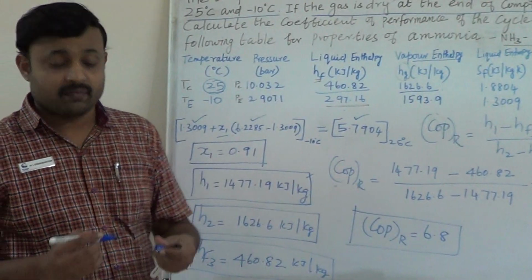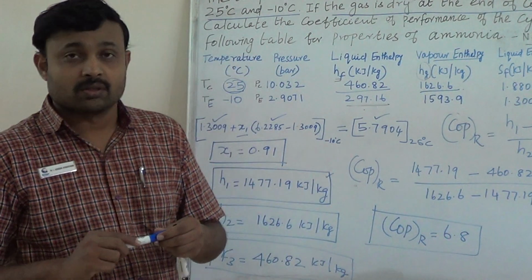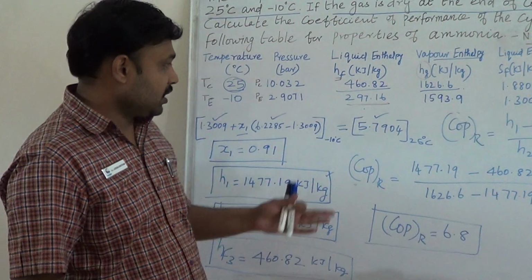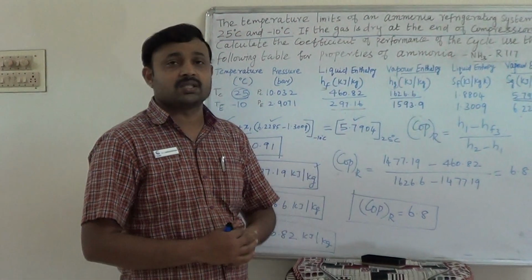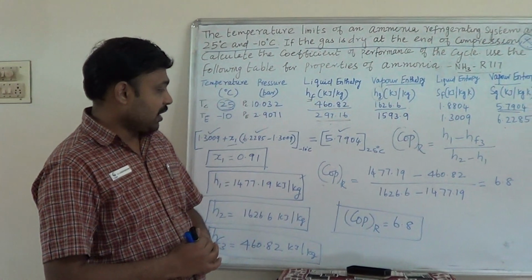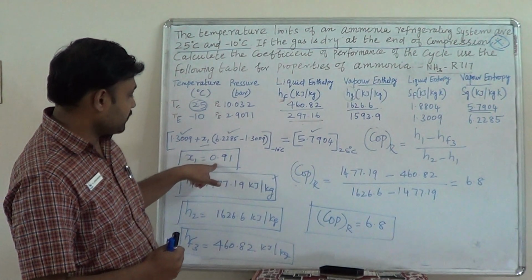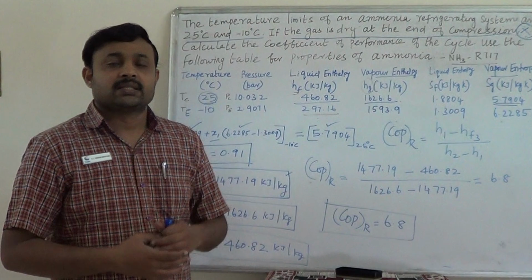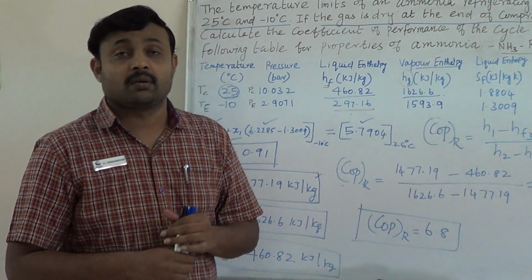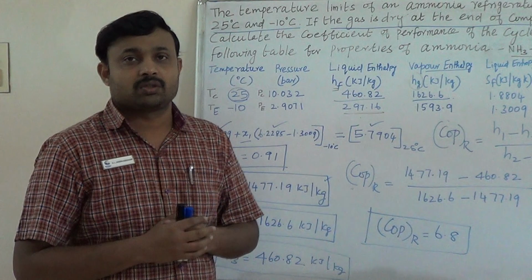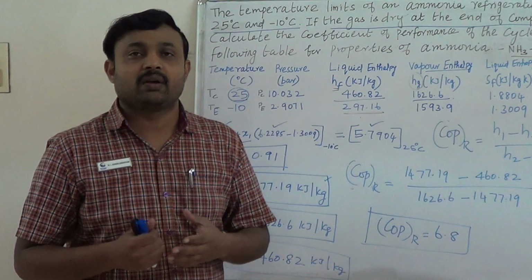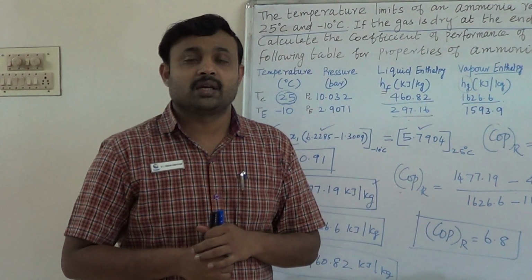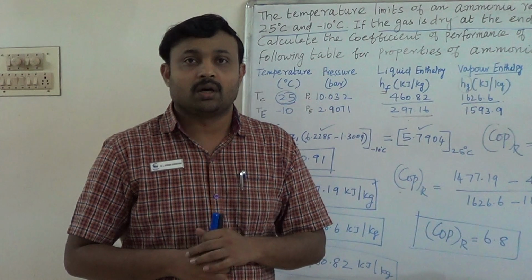So I hope you have understood this problem. We have drawn the process on a TS diagram and on a pH diagram and calculated all the enthalpy values to find the COP, and we have also found out the quality or dryness fraction of the refrigerant and the COP of the refrigerant. Similar types of problems are available in the textbook. So I request all the students to please try to solve at least 2 to 3 problems in the vapor compression refrigeration systems, so that it will be easy for you to write your exams well.